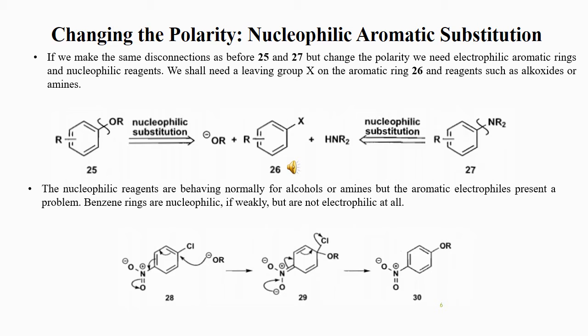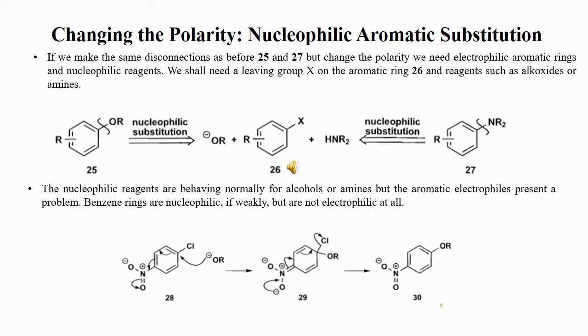Positive charge loving species are called the nucleophilic reagents. But how can the aromatic ring be an electrophile? Benzene rings, most of the time, are nucleophilic. Weakly nucleophilic, but they are nucleophilic. They are not electrophilic at all.